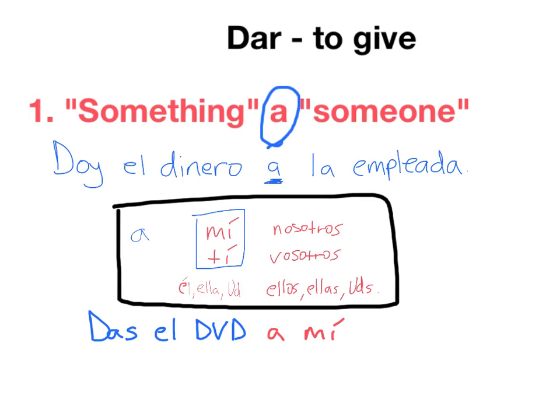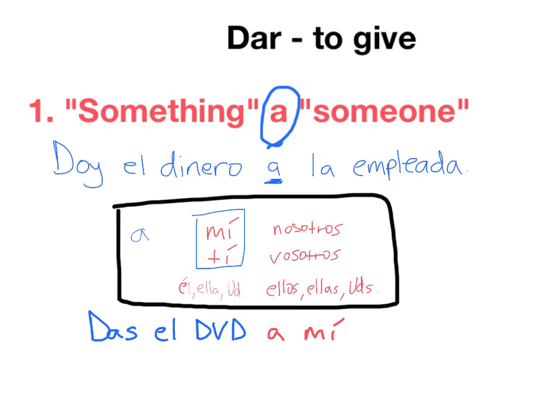So if there's a blank here, you know it's not going to be voy. It's not going to be I go the money to someone. The sentence structure is going to give this away. Something to someone. It's really hard to make a sentence with the verb to give without having that type of structure.